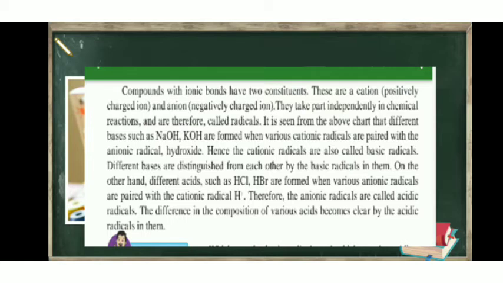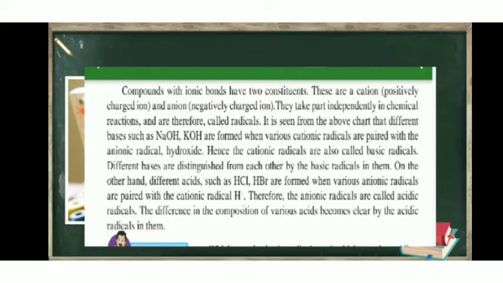It is seen from the above chart that different bases such as NaOH, KOH are formed when various cationic radicals are paired with the anionic radical hydroxide. Hence, the cationic radicals are also called basic radicals. And different bases are distinguished from each other by the basic radicals in them.